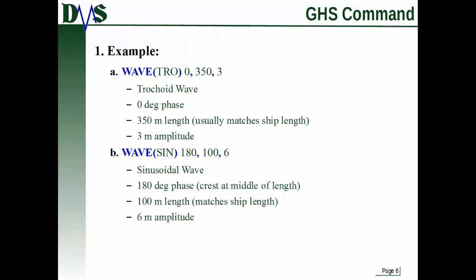Another example, you can type wave sine, S-I-N, at 180, 100, 6. That's a sinusoidal wave at a phase of 180 degrees. So that's putting the crest right in the middle. Since it's a 100-meter long wave, that means our crest is at 50 meters, and it's a 6-meter amplitude, 6 meters from crest to trough. So those of you technically minded will actually say that's a 6-meter wave height.